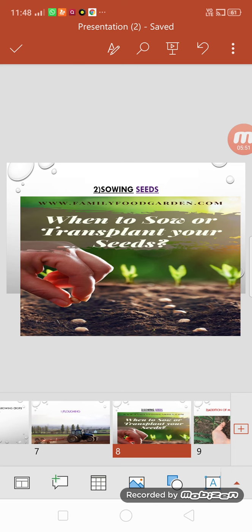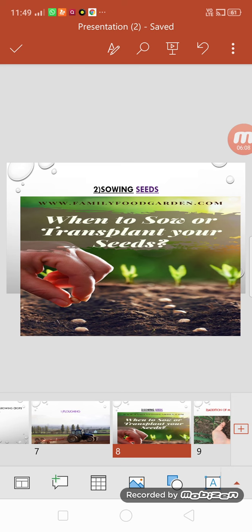A farmer selects the seeds which are very healthy, and then the farmer sows the seeds into the soil, as you can see in the picture, right? But sowing is not easy. You should sow the seeds at the right distance.